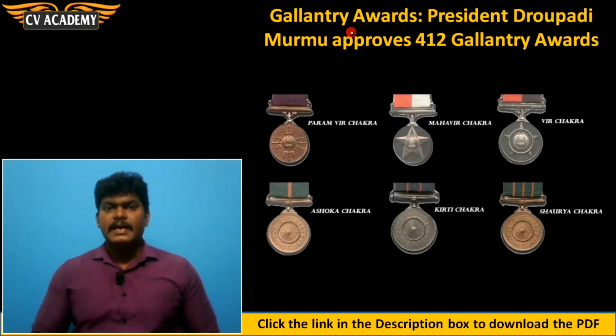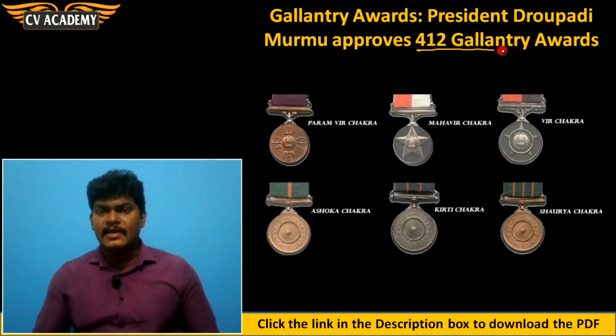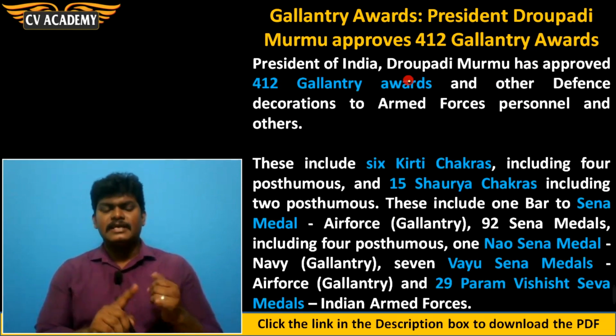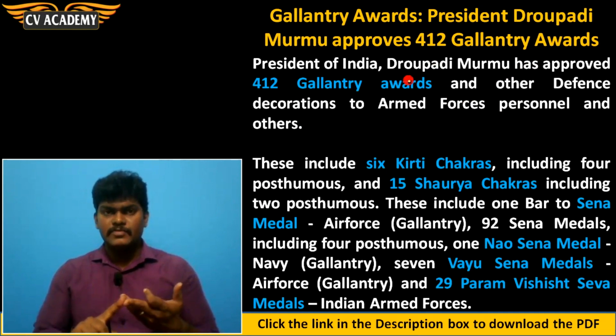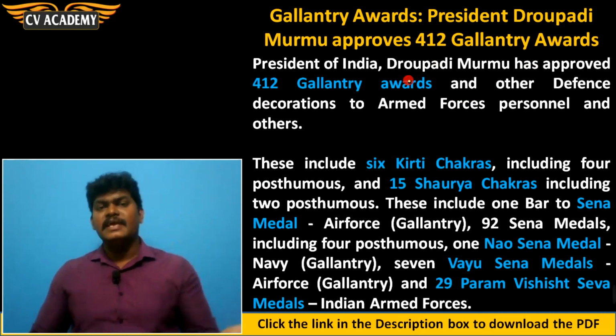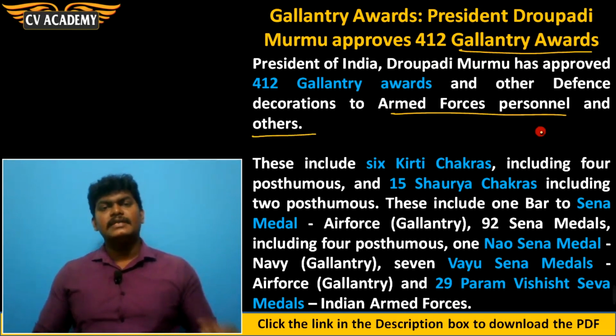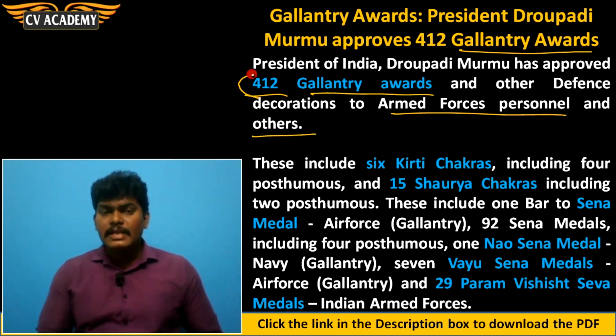39th news. Gallantry Awards, President Draupadi Murmu approves 412 Gallantry Awards. This year in the armed forces, same as the Padma Shri, Padma Bhushan, Padma Vibhushan, Bharat Ratna, which are the highest civilian awards, these Gallantry Awards are given for armed forces personnel, that is, the persons working in the Indian Army, Indian Air Force, Indian Navy. For them, Gallantry Awards are given. So, this year 412 Gallantry Awards are given.